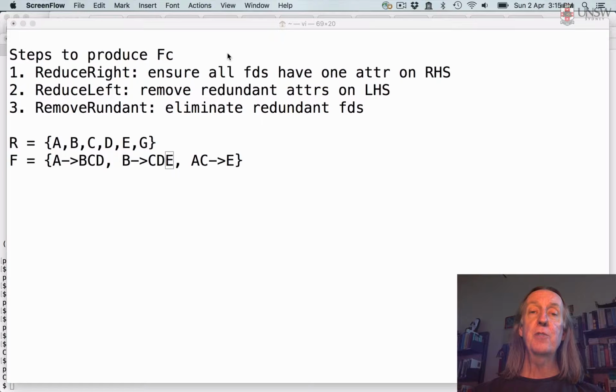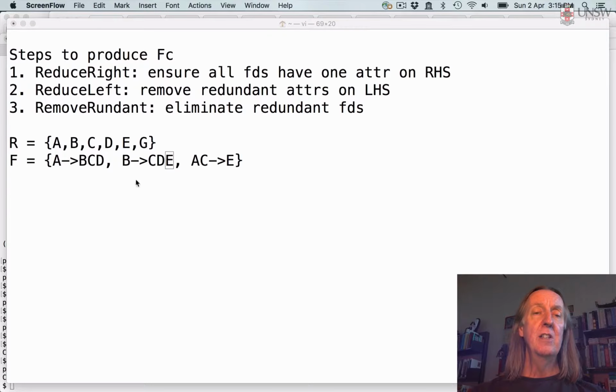Okay, so in the lecture notes we see that there are 3 steps involved in producing that. So we take our initial set of functional dependencies and we transform them so that all of the functional dependencies have a single attribute on the right hand side. The next step is to get rid of redundant attributes from the left hand side, and the final step is to go through the set of functional dependencies which we've produced from these 2 steps and end up with our canonical cover. So we're eliminating the redundant functional dependencies.